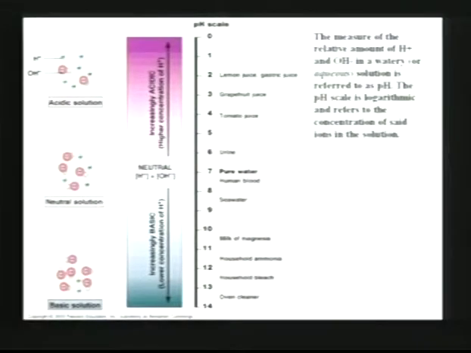All right, so another property of watery solutions that we talk about is pH. If you're curious, that means pontus hydrogeni. It's derived from a Latin term. It refers to the concentration of hydrogen and hydroxyl ions in a watery solution. Okay, or aqueous solution. The pH scale is logarithmic.